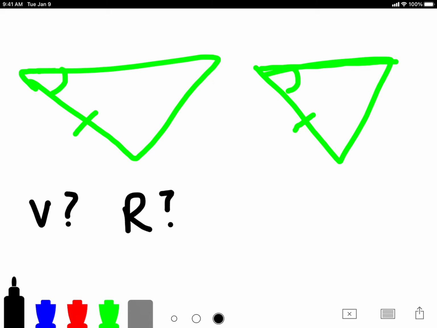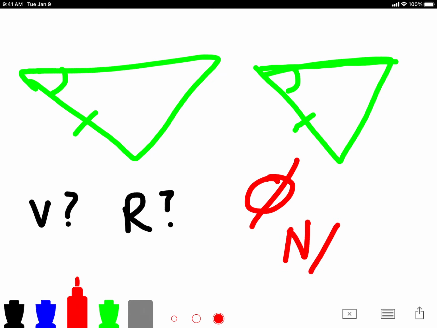In fact, there's not enough information given, so what we say is not enough information. Or you could just make a 0 and put a line through it. Or say NA, no answer. Because we don't have enough information given to prove that these are indeed congruent.